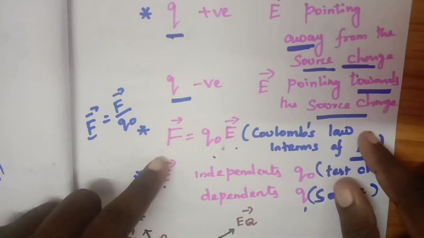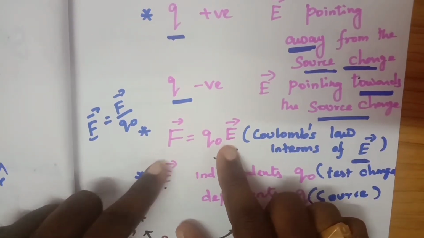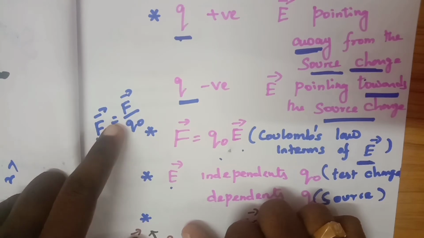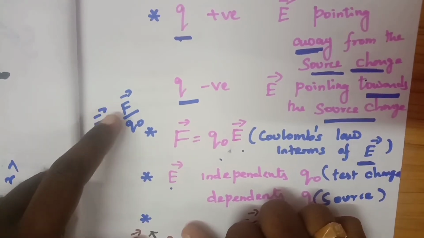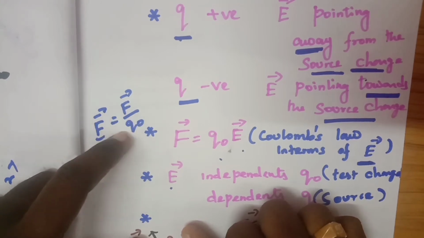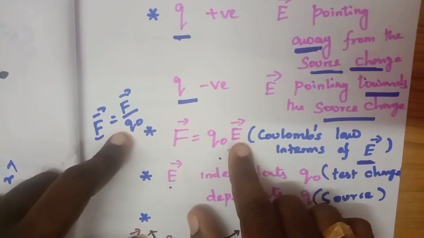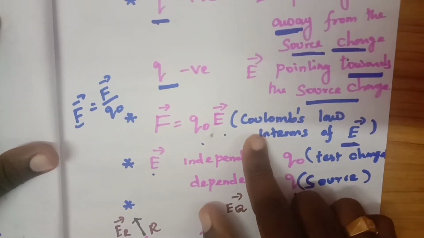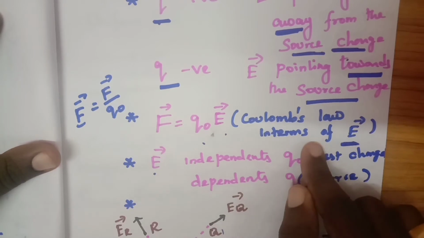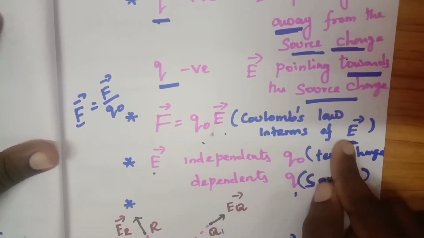Second aspect. F vector is equal to Q0 into E vector. Already we discussed E vector is equal to F vector divided by Q0. Electric field is equal to the force acting on a test charge per unit test charge. That is, force is equal to Q0 into E vector. It is another form of Coulomb's law, in terms of electric field.